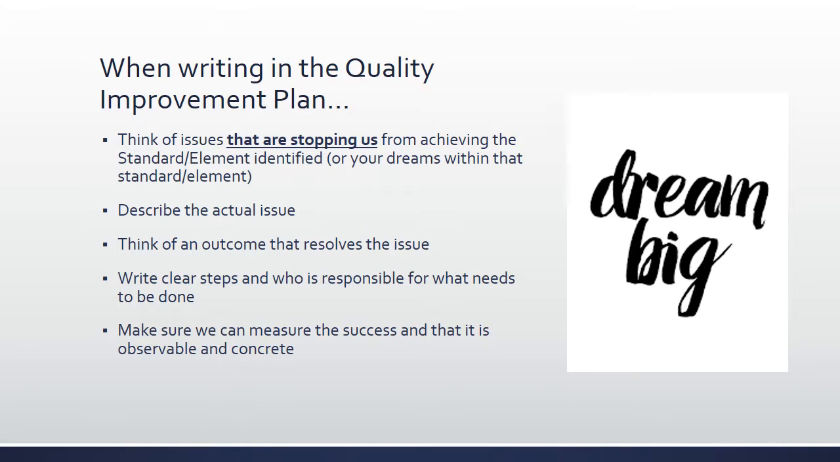Anyway, back to this. We need to describe the actual issue in our quality improvement plan, thinking of an outcome that resolves the issue, writing clear steps and who is responsible for what needs to be done, and making sure we can measure this success and that it is observable and concrete. All of these things are in the template on the SQL website, and it's something, if we wanted to deviate from the template, that we need to keep in mind.